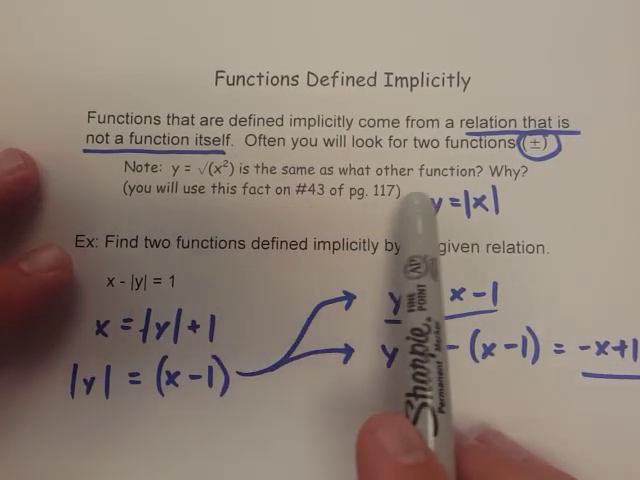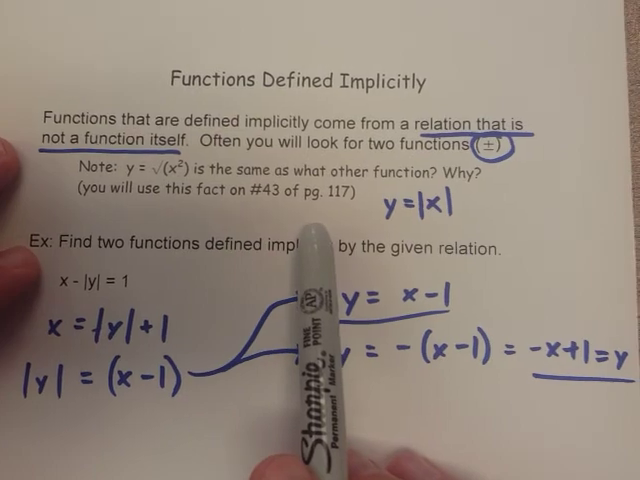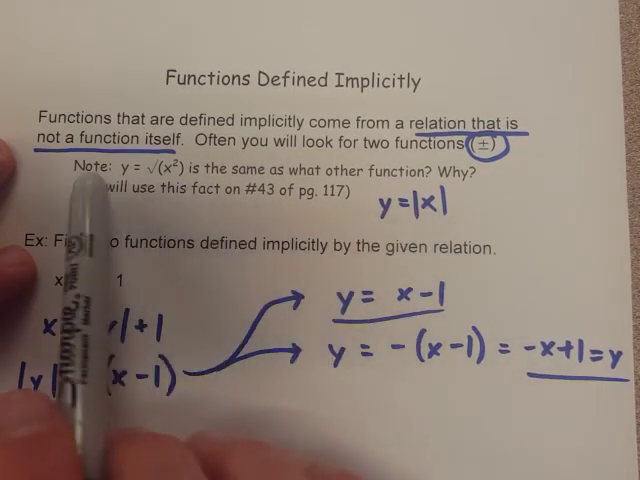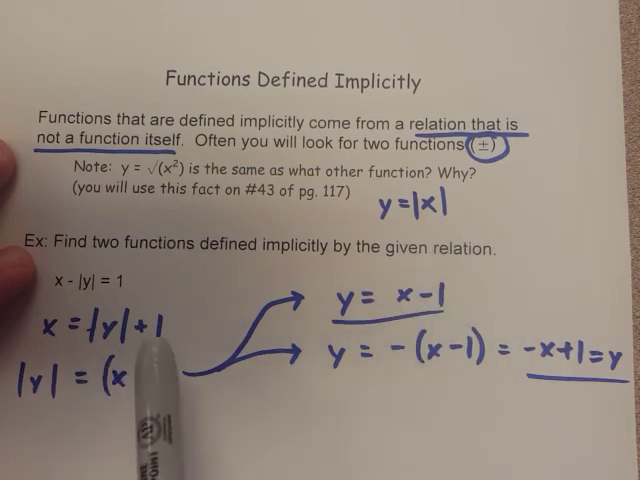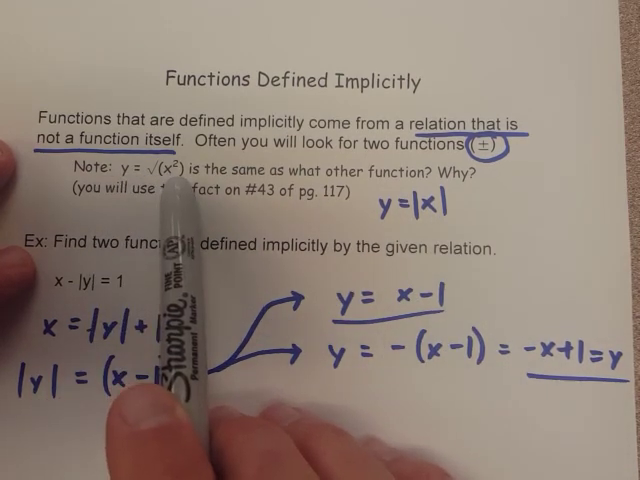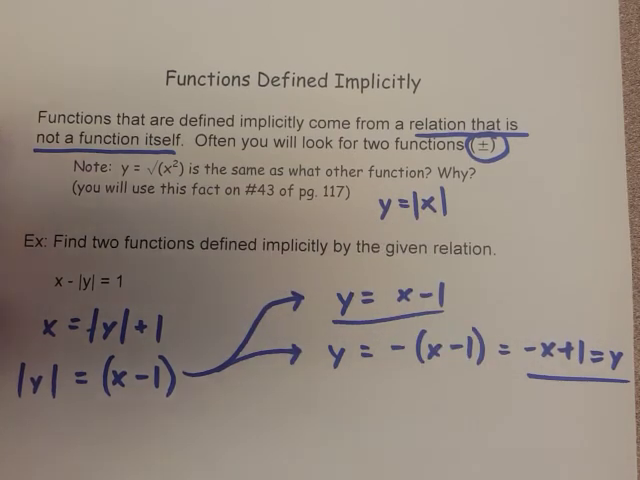This is a fact that you'll use on number 43 on page 117. So just be watching for that and refer back to this if you're trying to make sense of that again, how y equals square root of x squared is the same as the absolute value of x.